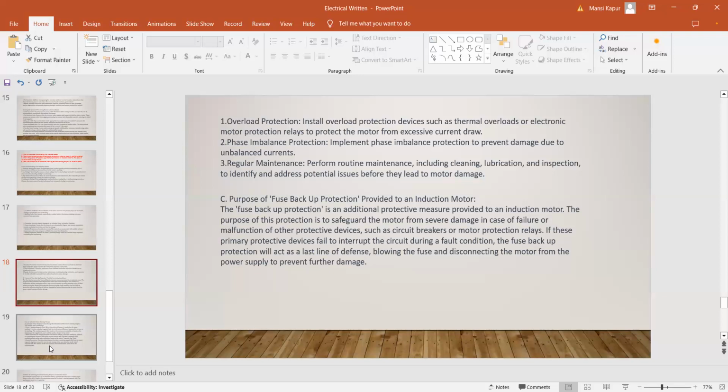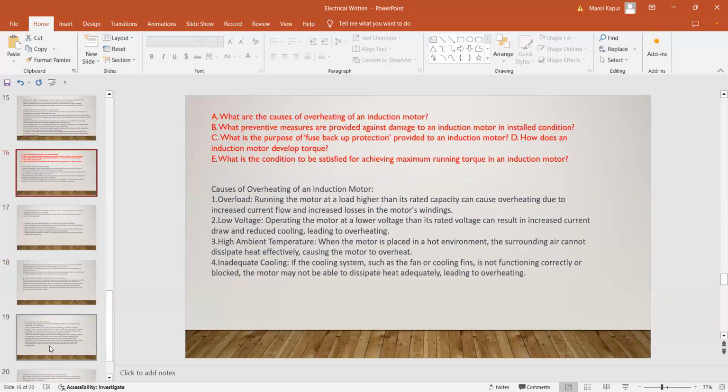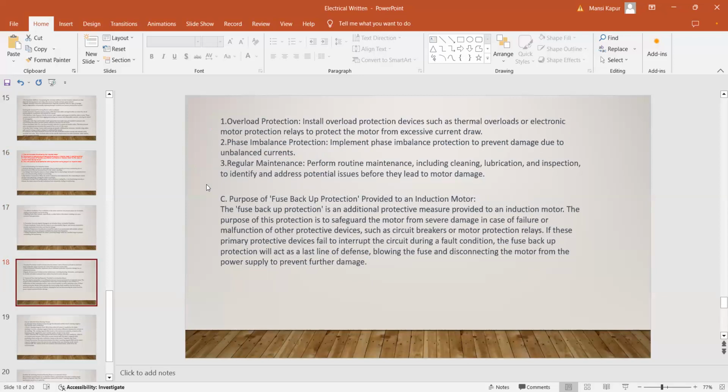Purpose of fuse backup protection in the induction motor. So this is your third part. What is the purpose of fuse backup protection provided in the induction motor? The fuse backup protection is an additional protective measure provided on the induction motor. The purpose of this protection is to safeguard the motor from severe damage in case of the failure or malfunction of other protective devices.